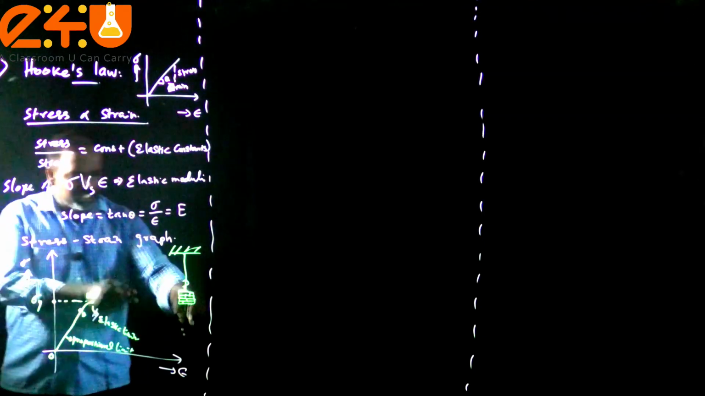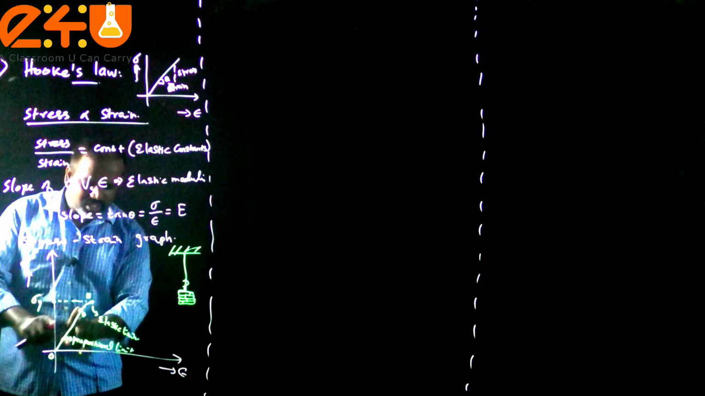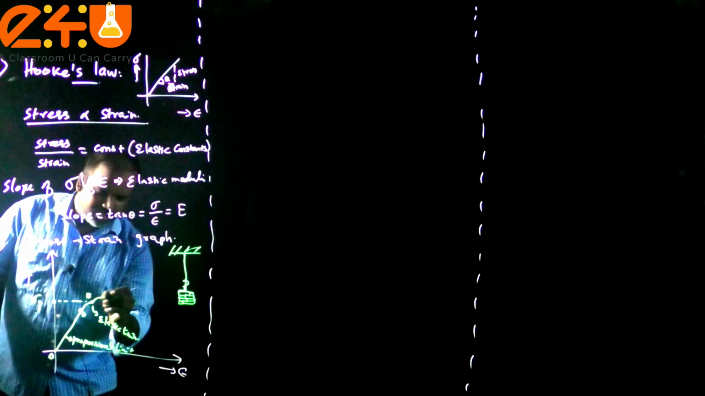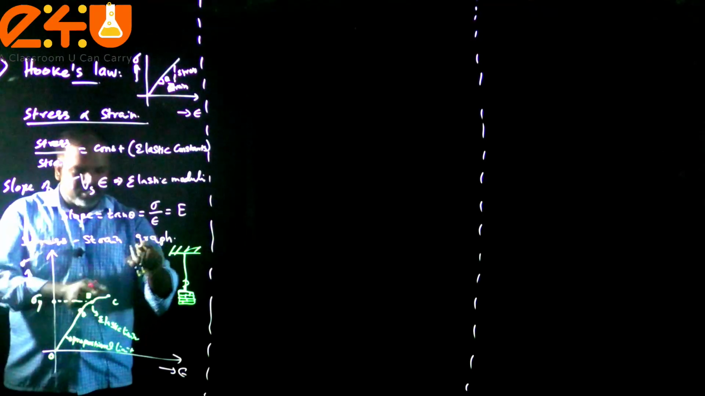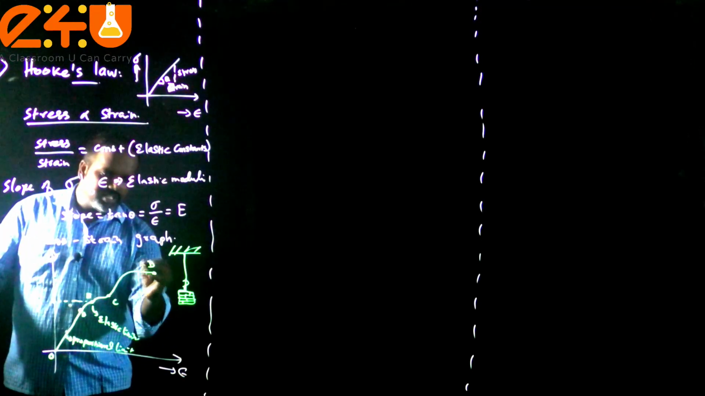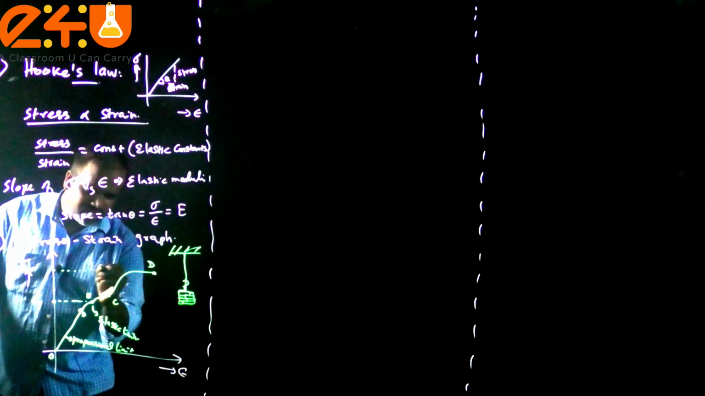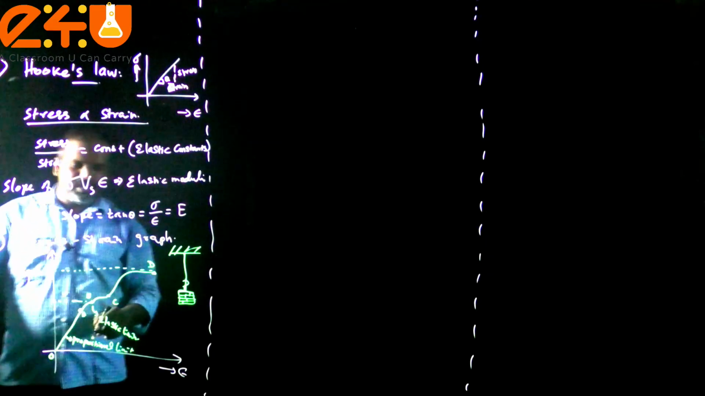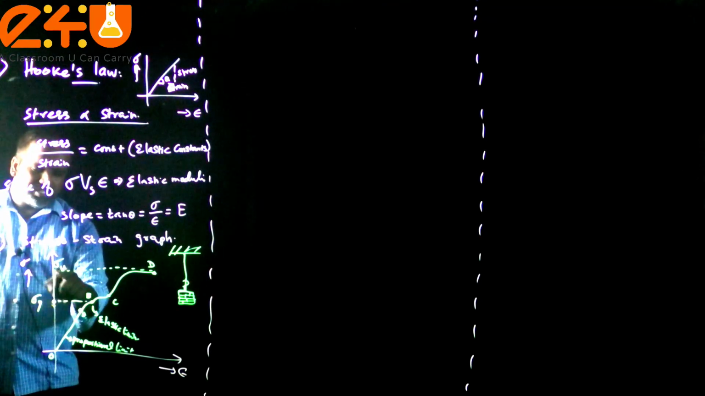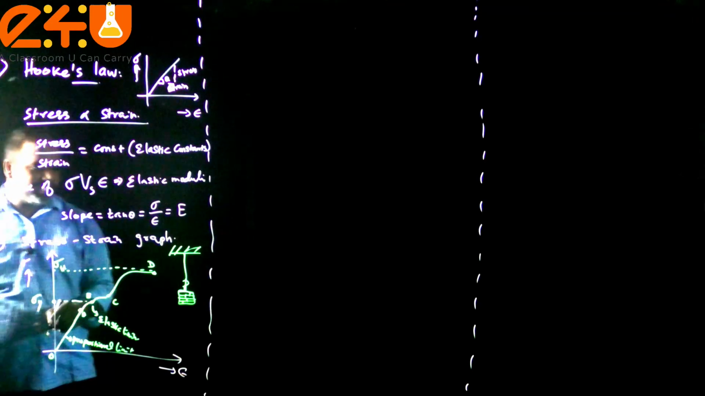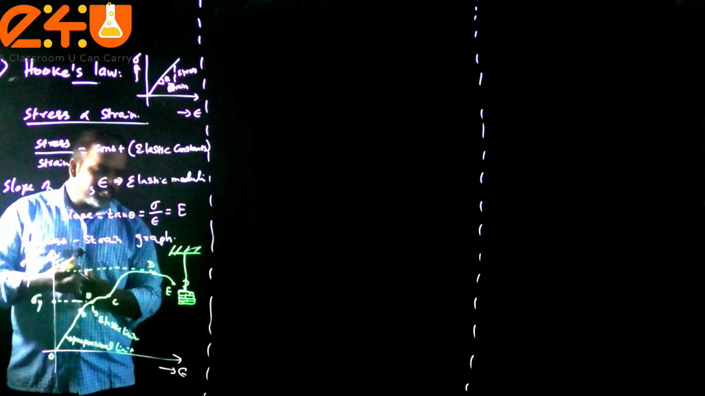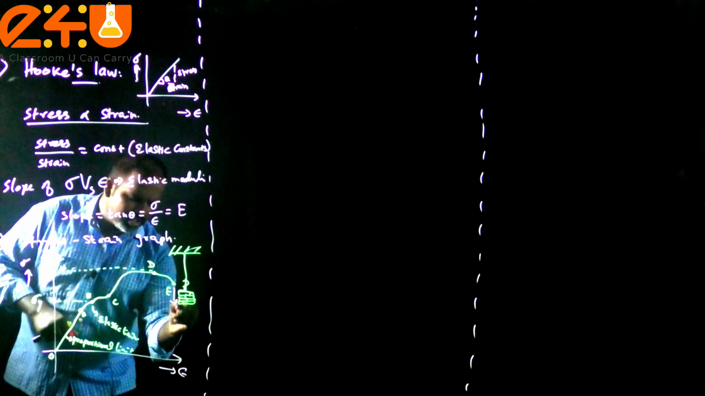Suppose I further increase the applied load, then the graph deviates from its linear proportional variation to a non-linear one. This is some point C. Further increasing, there is an abrupt change in the graph. Let us consider this is point D. The corresponding stress for this point D is called the ultimate tensile strength. Further increasing, this is point E, which is called the fracture point.